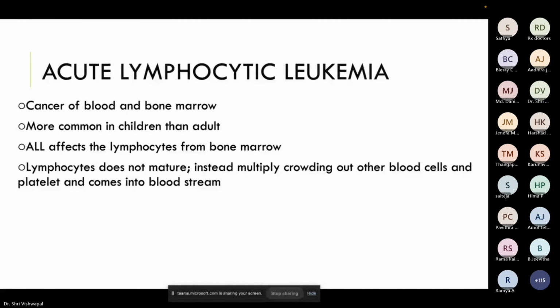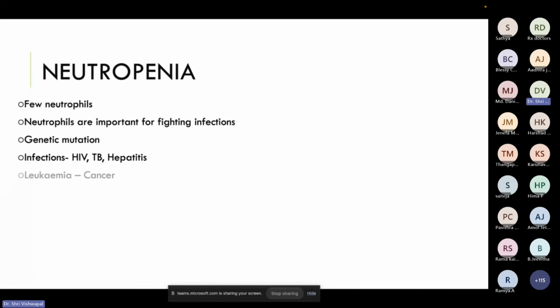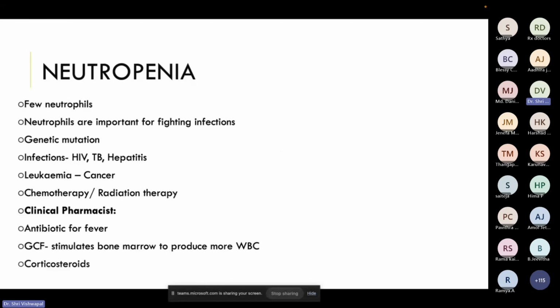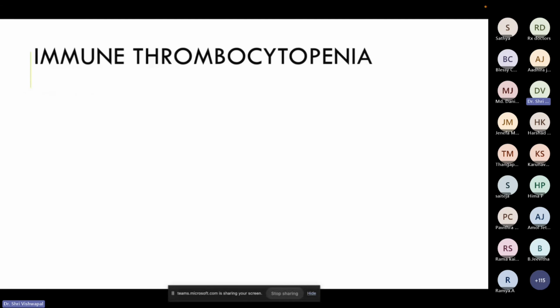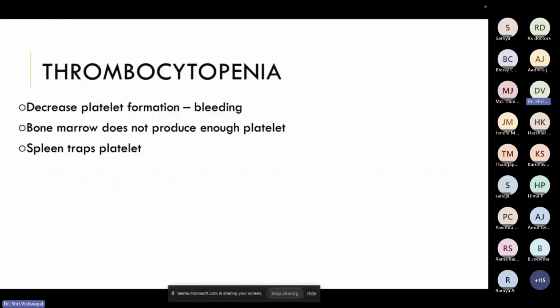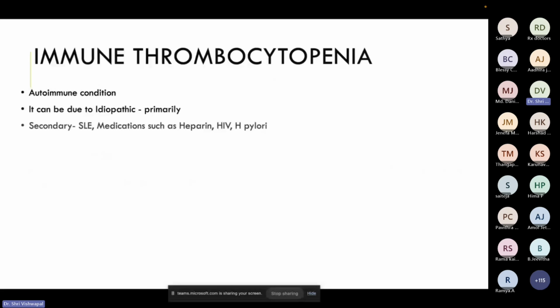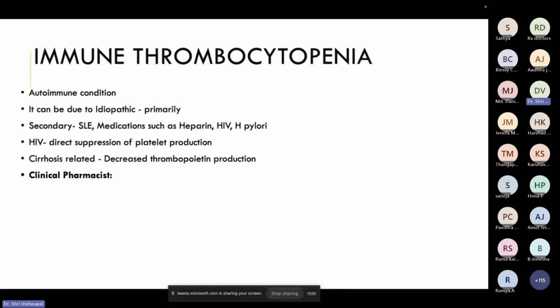And neutropenia. Neutropenia is where the WBC count is reduced, and in a neutropenic patient, we'll give antibiotics if the patient has fever, and G-CSF, granulocyte colony stimulating factor, can be given, and even corticosteroids. Corticosteroids are mostly given to increase the platelets or neutrophils. And thrombocytopenia is where the platelets get reduced, and it can lead to bleeding. Immune thrombocytopenia is because of an autoimmune condition, and this is caused by SLE or medications like heparin.